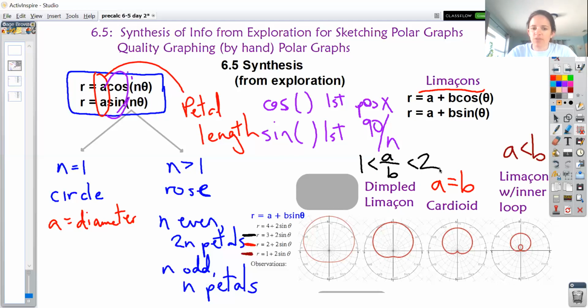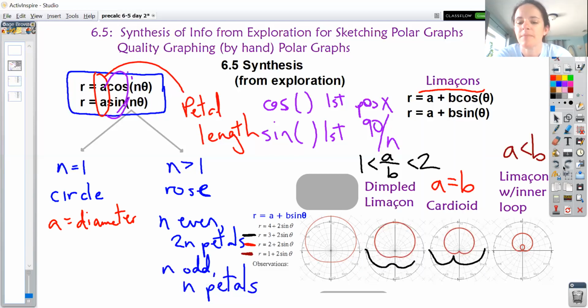So in the case of 3 plus 2 sine theta, 3 is more than 2, but 3 is not double 2. So that's what means it's going to be a dimpled limaçon, which is this shape that you'll see right here, that's just kind of a dimple. It's not a hard cusp like a cardioid. So I can show you a little bit. The cardioid, if we zoomed in on that, would look like a cusp. Whereas the dimpled one just comes in and then out like a dimple. That one is not super centered because I'm using a stylus, but there you go. You get what I mean there.